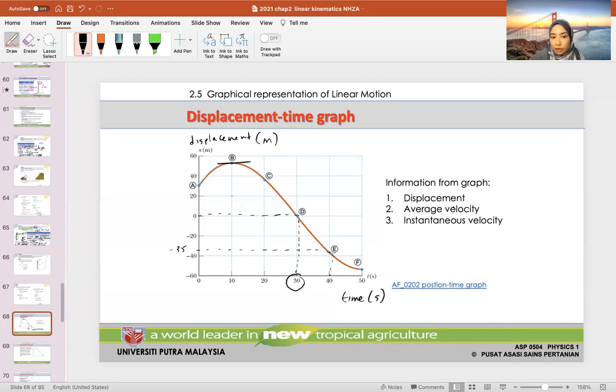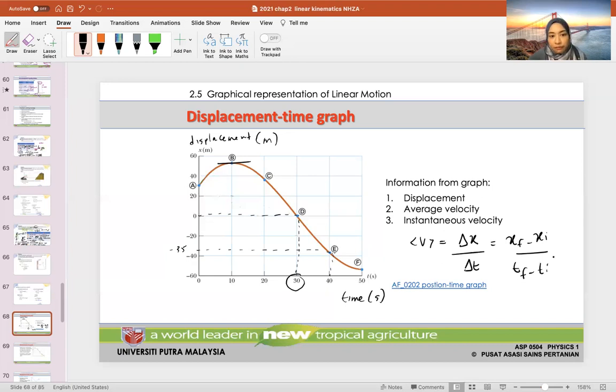What about the average velocity? Average velocity, what is the equation for average velocity? V is equal to, what? Anyone? Do you still remember? Or have everyone forgotten already? Delta X per delta T. Okay, so the X refers to X final minus X initial over T final minus T initial.